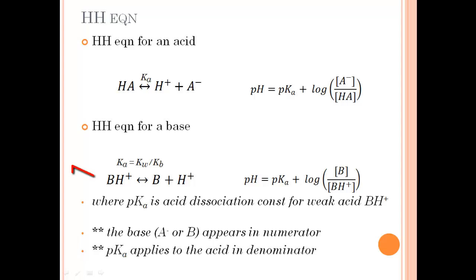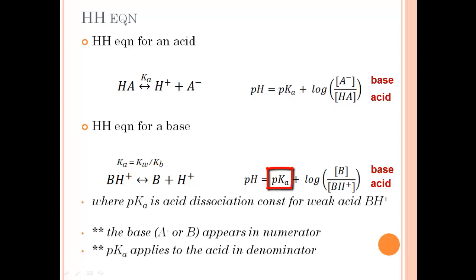Now this is the analogous equation for a weak base, where the pKa is the acid dissociation constant for that weak acid, which is the BH plus. The important thing to note here is that the base always goes in the numerator of the HH equation. If you notice, the A minus is on top and also the B is on top, which is the base, the weak base of those equations. And the acid always goes in the denominator. Remember that for the base HH equation, this pKa is the acid dissociation for the weak acid, which is the BH plus.